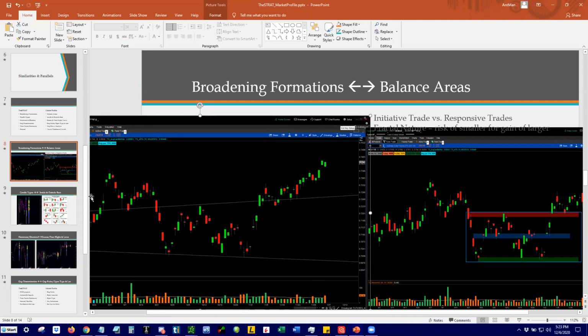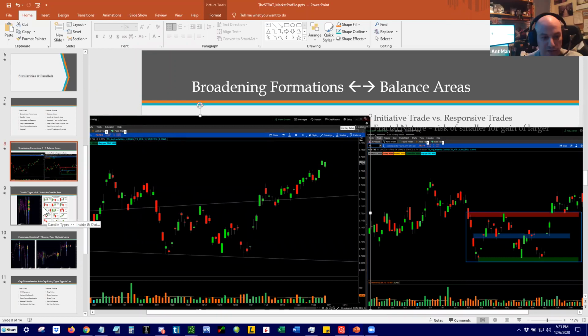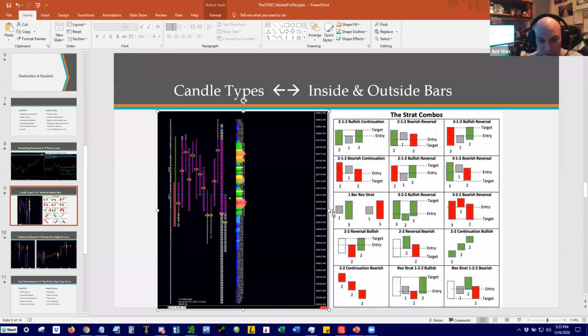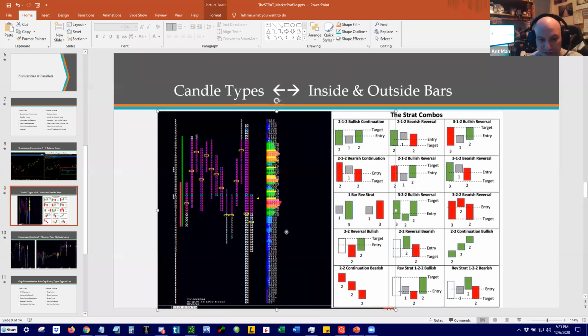Okay. The next similarity that I find, and it's something that I use in my trading every day, are the candle types with the inside-outside bars. And I just included this graphic of the different candle types here that the Strat uses. But I'm going to try and make this image here a little bit larger, so maybe you can see a little bit better.